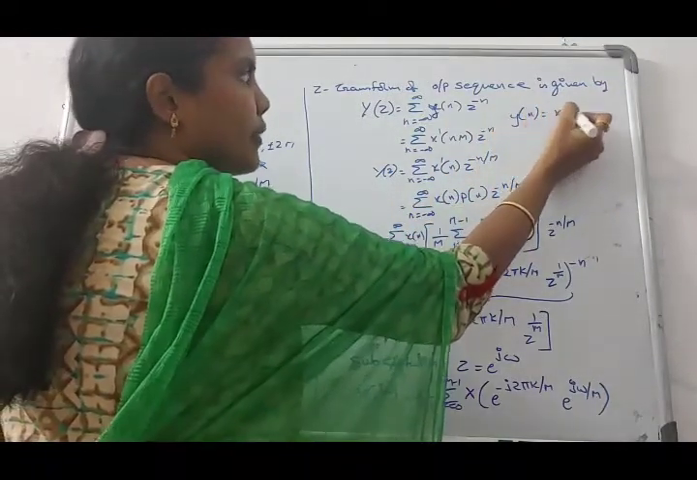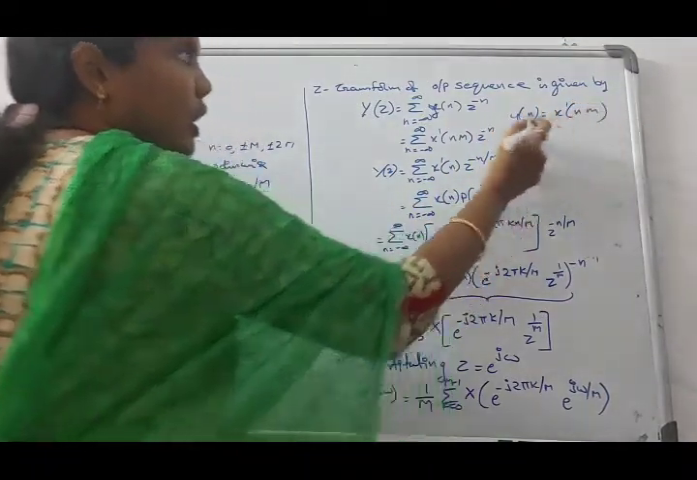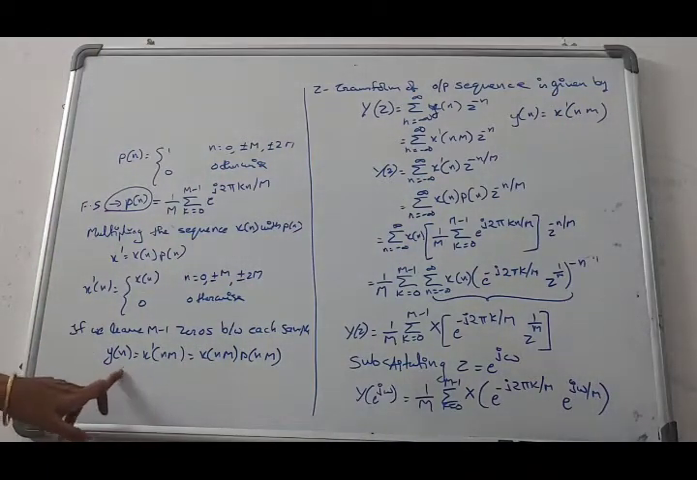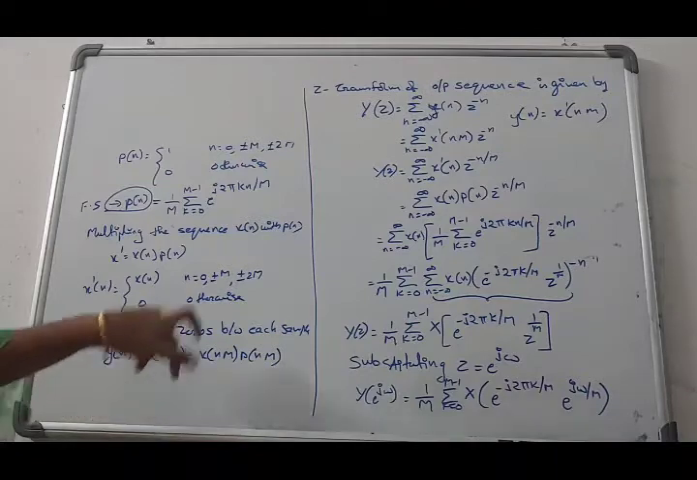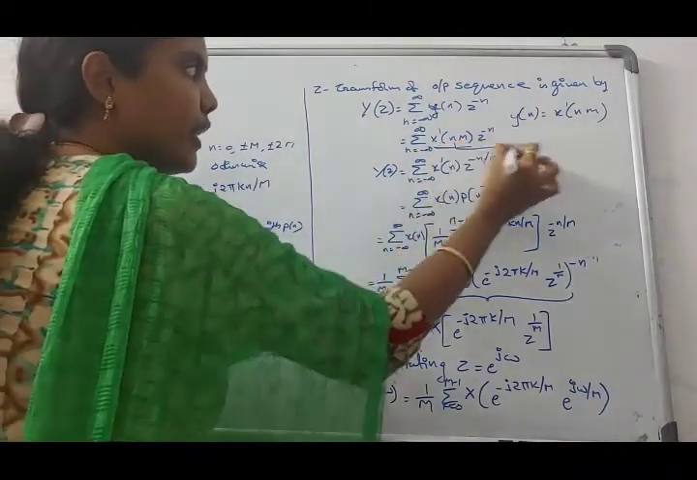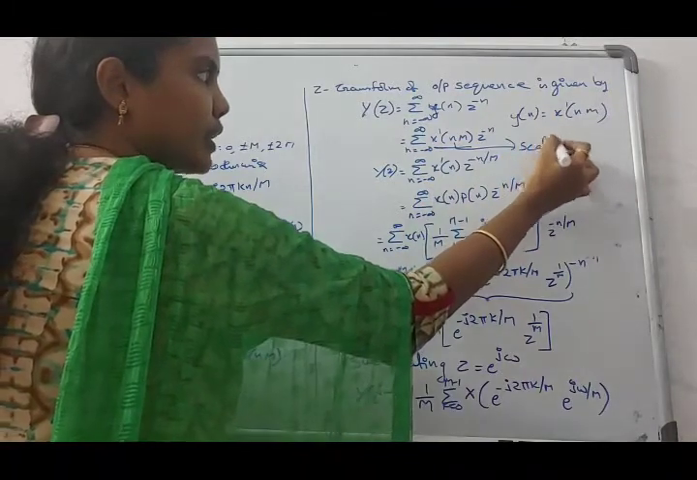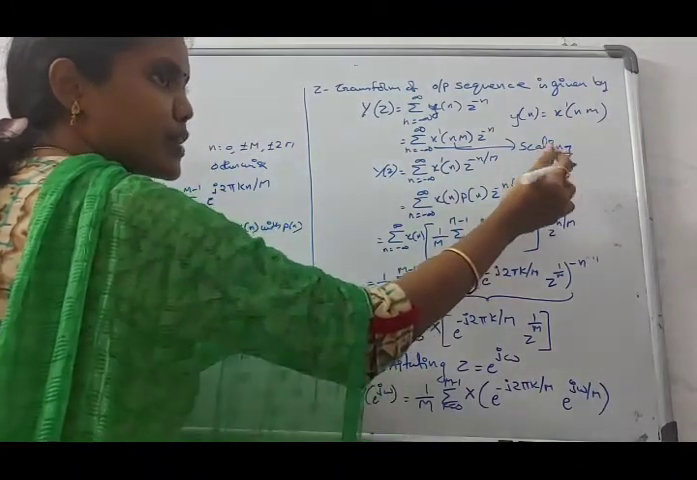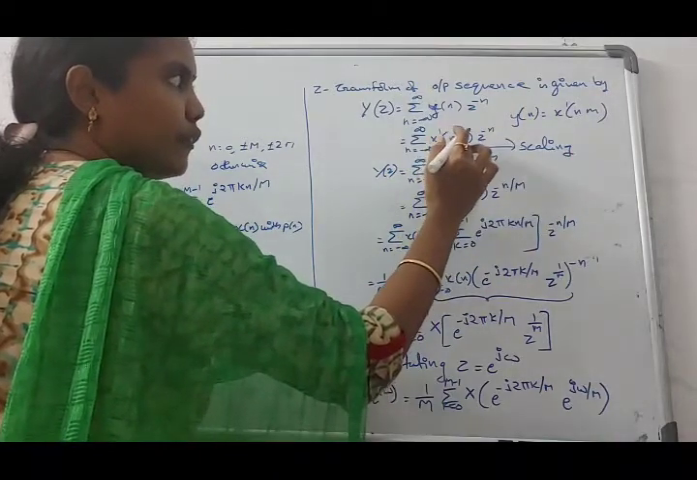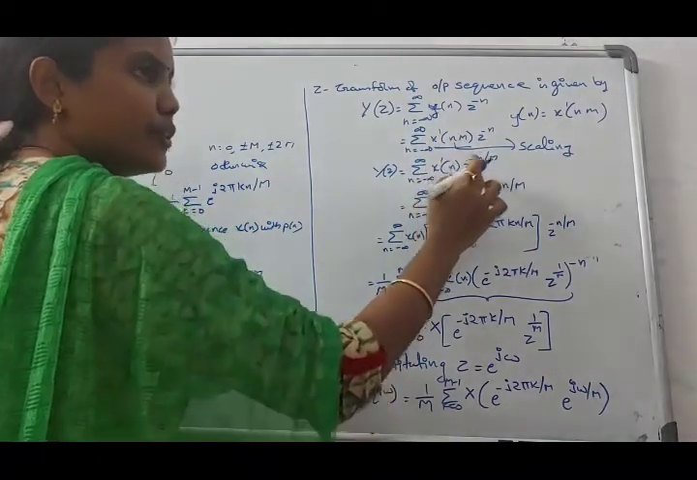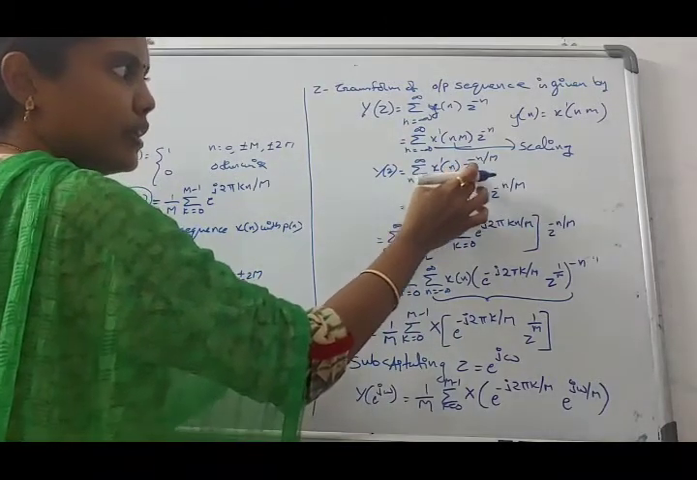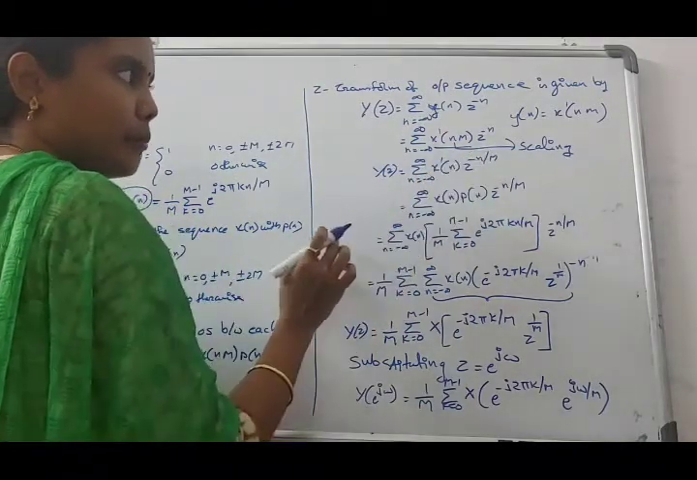So in graphical representation, I already told you, y of n is equal to x dash of nm. Then substitute x dash of nm. Okay, so this is a scaling factor. By the scaling property, x of nm is equal to x of n into z power minus n by m. So you have to write it as x of n z power minus n by m.